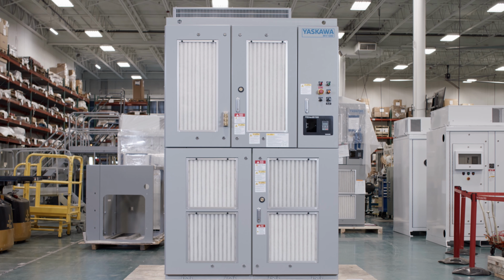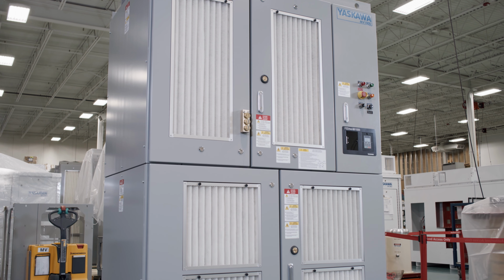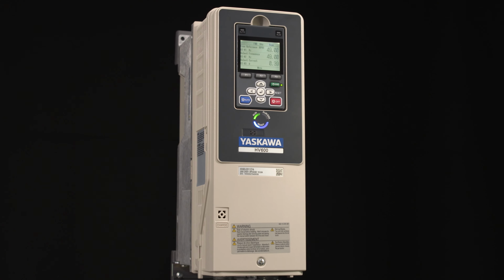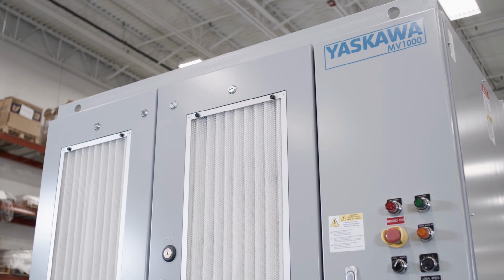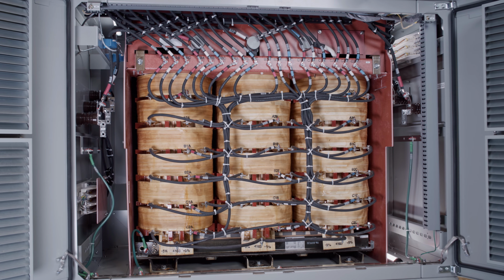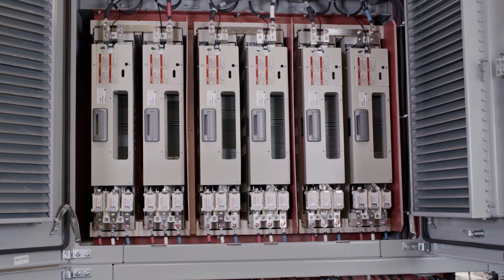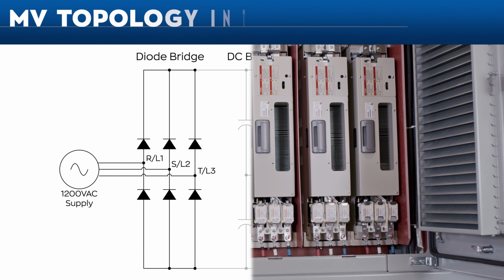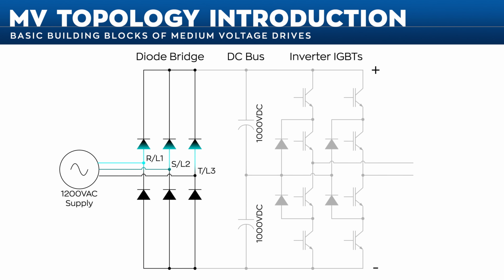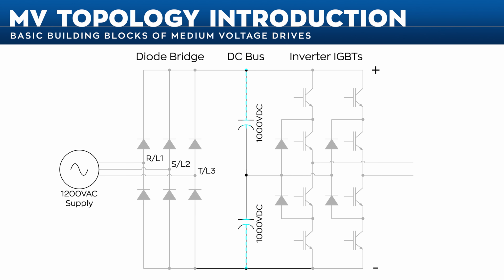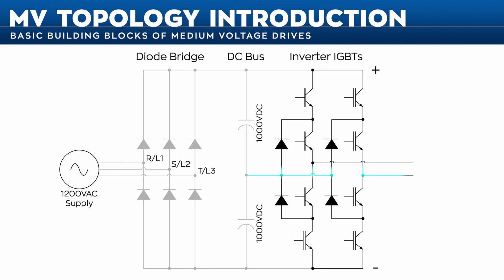Multi-level medium voltage drives build on the same fundamental principles as low-voltage drives. Medium voltage drives are constructed with the same three basic building blocks, just more of them. The diode bridge converts AC to DC. The DC bus is the bucket of power that stores energy. And the IGBTs switch on and off, providing pulse width modulation.